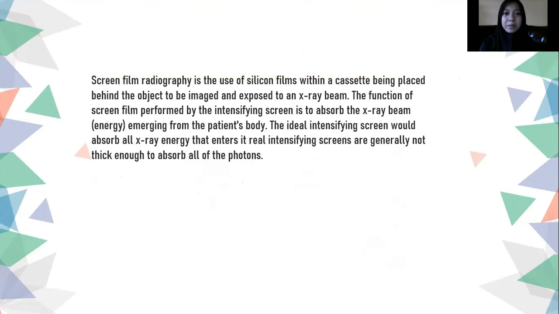Screen film radiograph is the use of silver film within a cassette being placed behind the object to be imaged and exposed to an X-ray beam. The function of screen film performed by the intensifying screen is to absorb the X-ray beam emerging from the patient body. The ideal intensifying screen would absorb all X-ray energy that enters it, but real intensifying screens are generally not thick enough to absorb all of the photons.